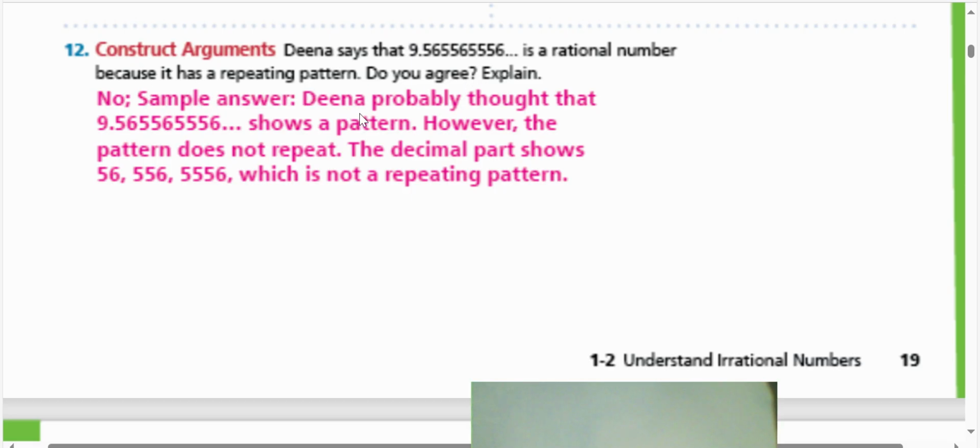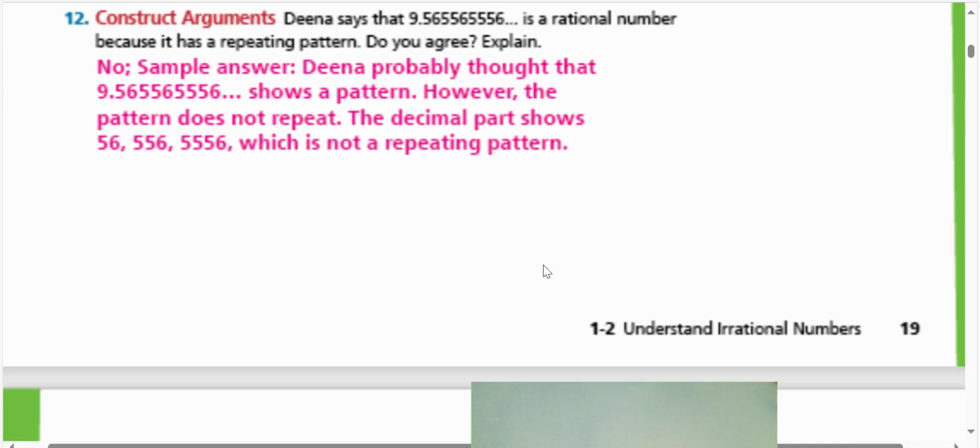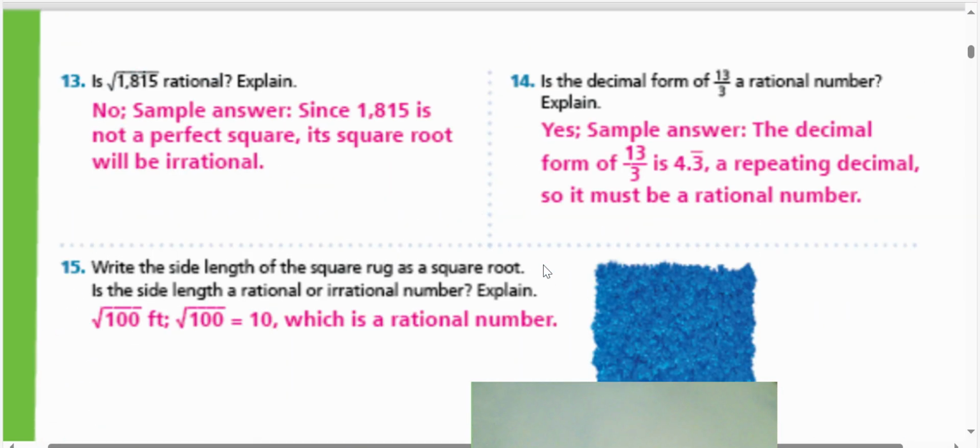So the simple answer here, Dina, we thought that 9.56556 and so on shows a pattern. However, the pattern doesn't repeat. The decimal part shows 556, and this number is not repeating, so this number will be irrational. Is the square root of 1815 rational or not? We can say this number 1815 is not a perfect square. This number is not a perfect square. This number will be, we call it, an irrational number.